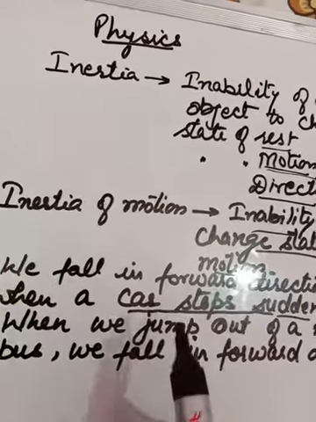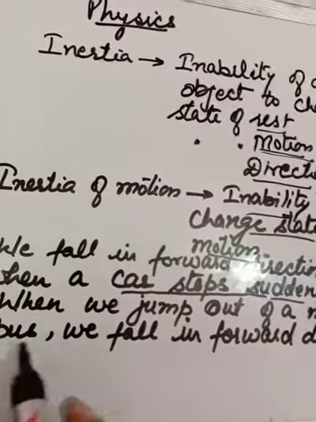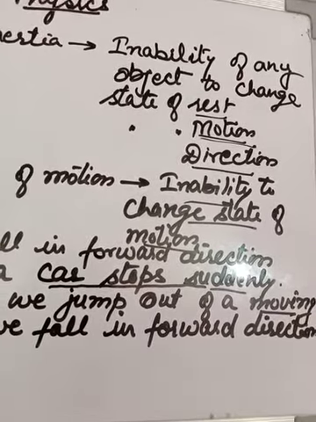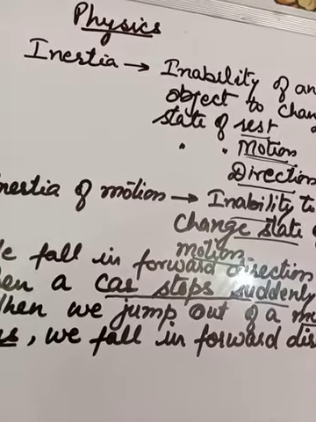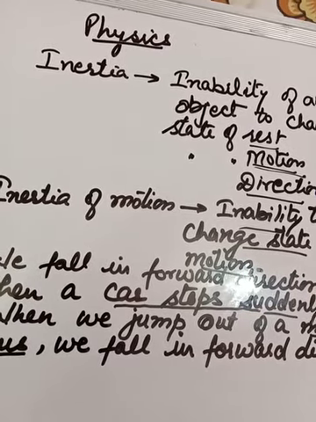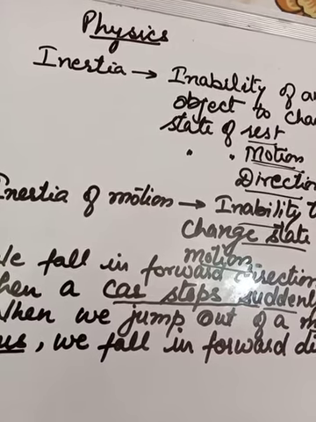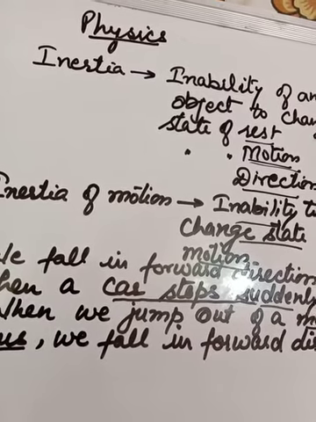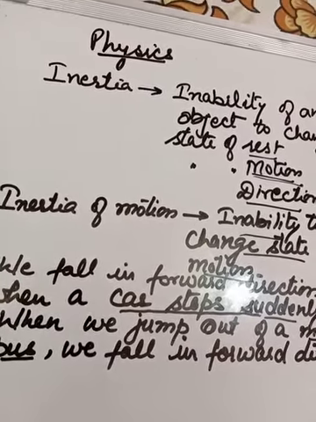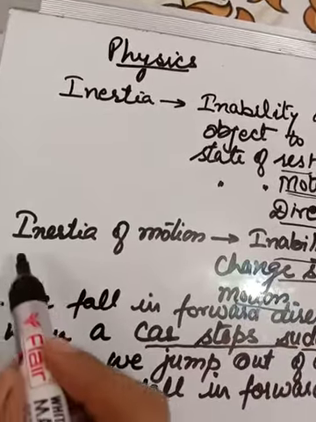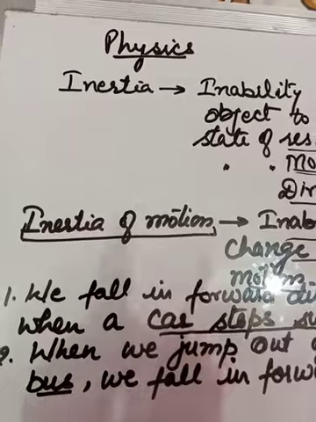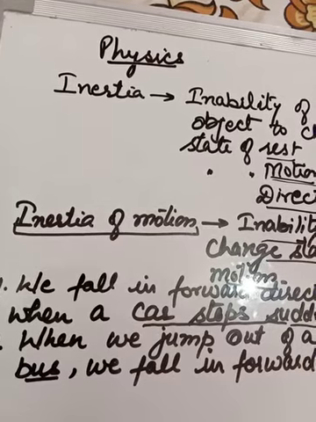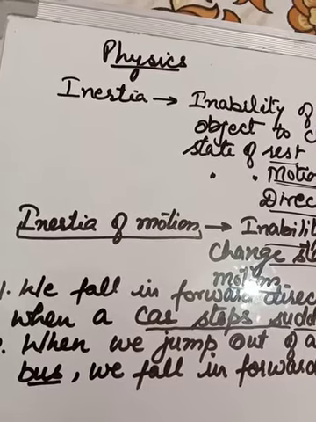Similarly, suppose a bus is moving and we jump from it, we fall in the forward direction. This is because when we were in the bus, our body was already in motion, but as we jump down on the ground, our feet immediately come to rest, but our upper body remains in motion and we fall forward. So this is inertia of motion. It basically means that an object is incapable of changing its state of motion by itself.